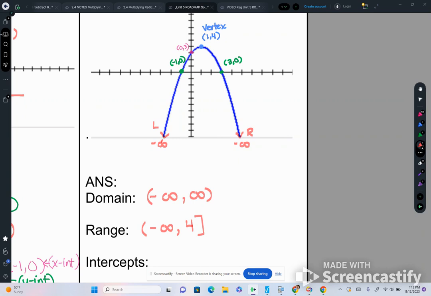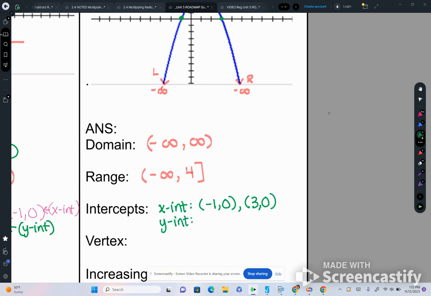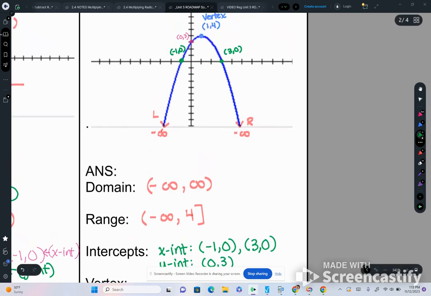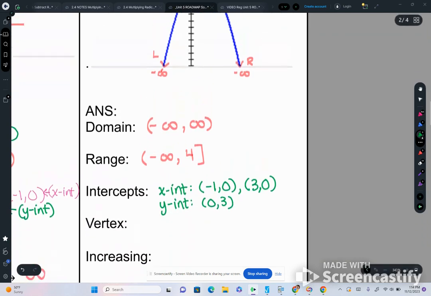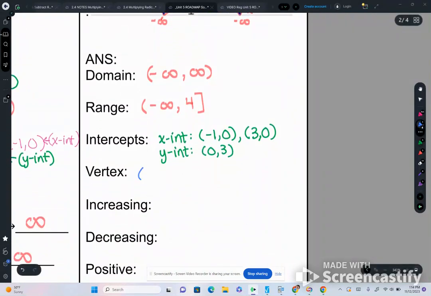So intercepts, we already have labeled because we did that up on our graph. So we have our x-intercepts, and our x-intercepts were at (-1, 0) and at (3, 0). And then we also had our y-intercept. And our y-intercept was at the point (0, 3). All right, and so those are those key points that we should always be able to recognize when we're given a graph. Our vertex point, we already have listed as (1, 4). That's that point where it changes direction.